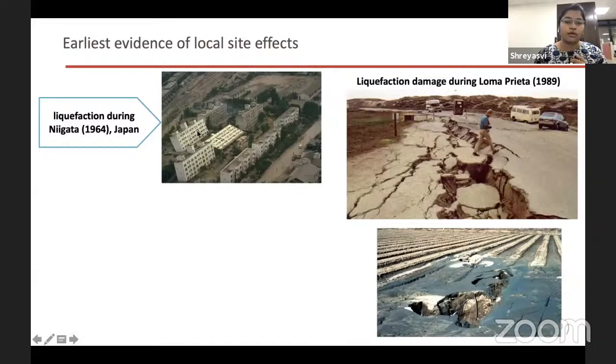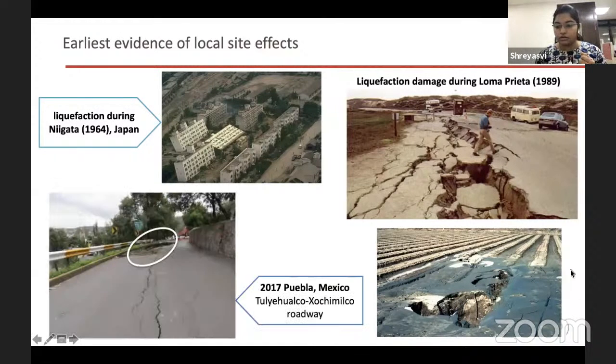But we saw major evidence during the Niigata earthquake, or the liquefaction damage during the Loma Prieta earthquake, as you can see here. The bottommost figure is actually a strawberry field, where you can see some sand boils. Sand boils are usually common, and have been observed in the New Madrid earthquake, the San Francisco earthquake of 1989, and the Christchurch earthquake in New Zealand. This is one of the recent examples.